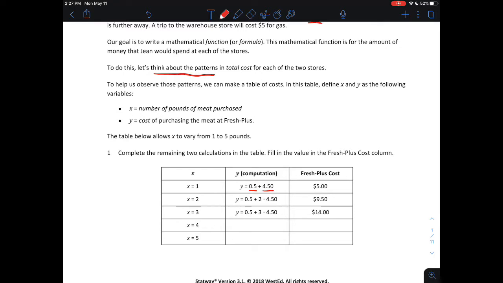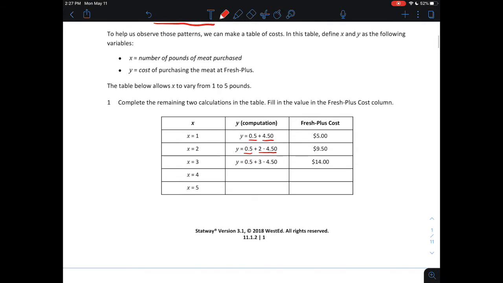So now what if X is equal to 2? This is in the third row. If X is equal to 2, then she's buying 2 pounds of meat, so she still has to drive to the store. That's still going to cost 50 cents, but then she's going to add to that cost 2 pounds times $4.50. So that's $9 plus 50 cents gives her a total cost of $9.50 in the last column.